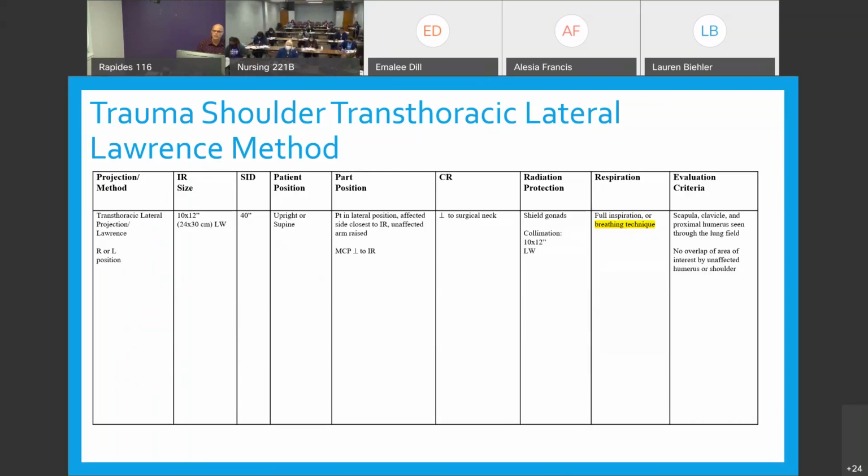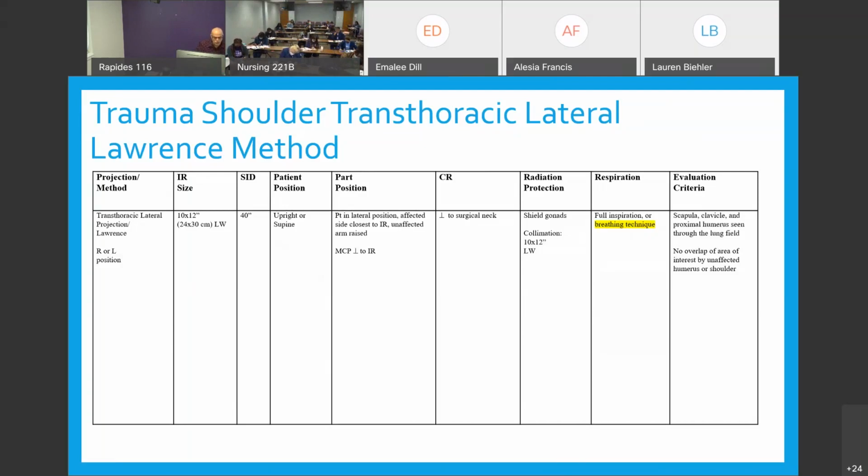It also has a method name. Is this our first one to have a method name? It's called the Lawrence. It's on page 236. You've got your essential projections element there, and it's got the words transthoracic lateral projection. Test question. It also tells you the method name is the Lawrence method. The person that decided how to do this was given credit by naming it his method, Dr. Lawrence. So you have to know the projection and you have to know the method. Two test questions.